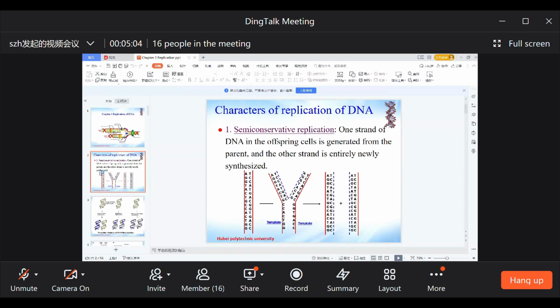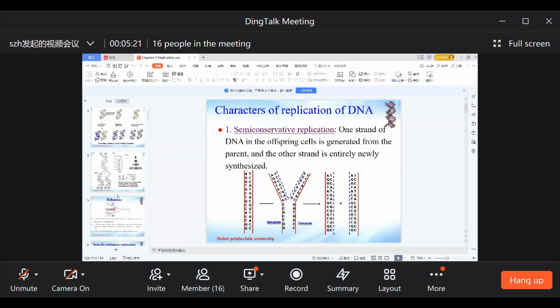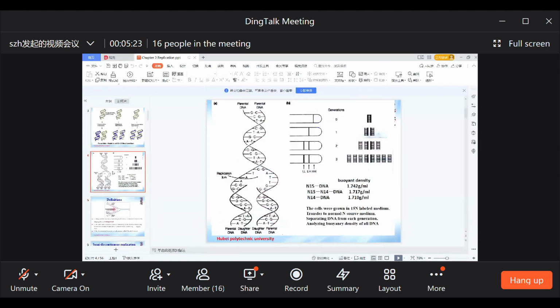From this figure, you can see it is very clear. You can see this property. We summarize it as semi-conservative replication. Another thing: last time we studied an experiment that directly certified that DNA replication abides by semi-conservative replication.